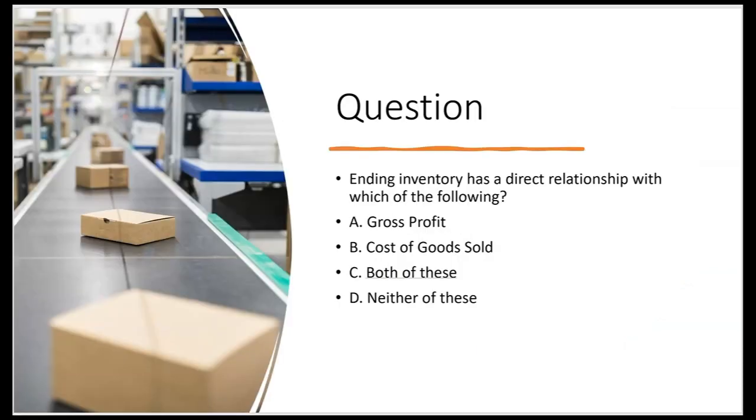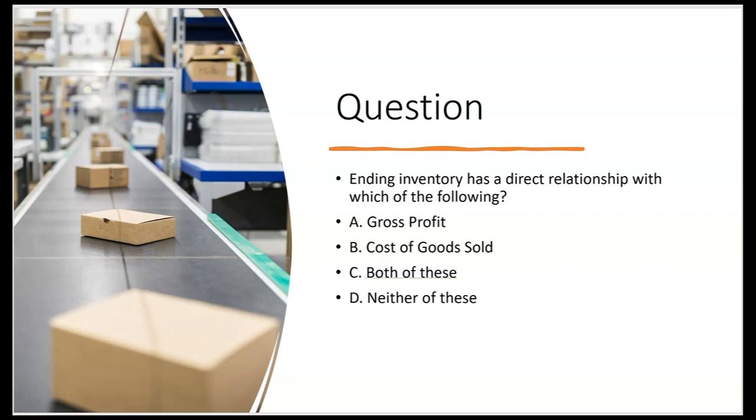Ending inventory has a direct relationship with which of the following? Would it be gross profit? Yes. As ending inventory goes, so goes gross profit. If a company wants to show less profit, all they got to do is show less ending inventory. So letter A looks good.